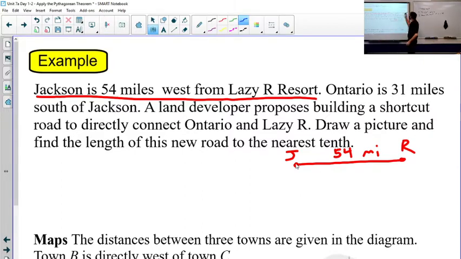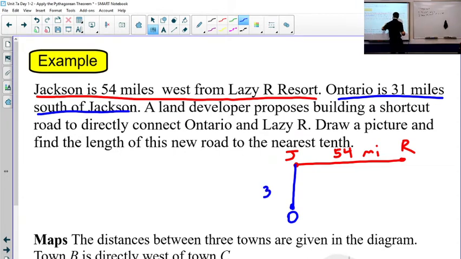Then we have Ontario, 31 miles south of it. 31 miles south of Jackson. So let's take Jackson and let's go due south. And we're at O for Ontario. And that distance, it says, is 31 miles.